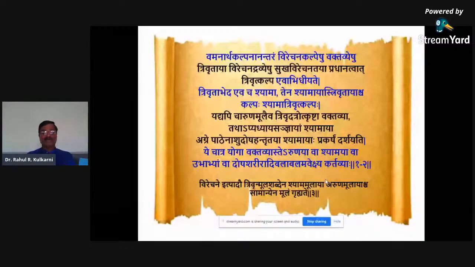Hantutaya Shamayaha Prakarsho Darshayati. When you see Shama and Trivrut, there is a difference between the color in the roots and their efficacy as well. Trivrut is a mild and soft purgative, whereas Shama is a Tikshna purgative in nature. But why is it considered first in the explanation, or called Shama Trivrut? Because of Ashudosha Hantrutayaha. It spontaneously, with most rapid effect, eliminates the doshas from the sharira, even in comparison with Trivrut.